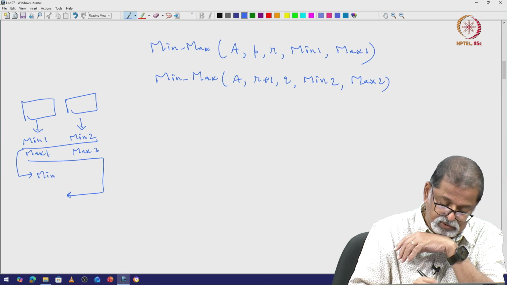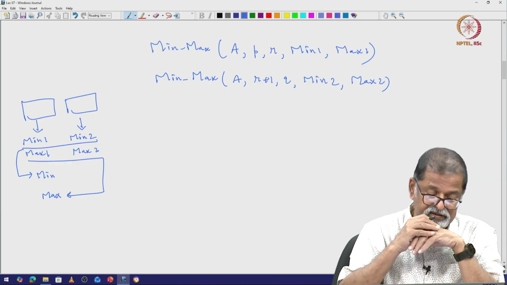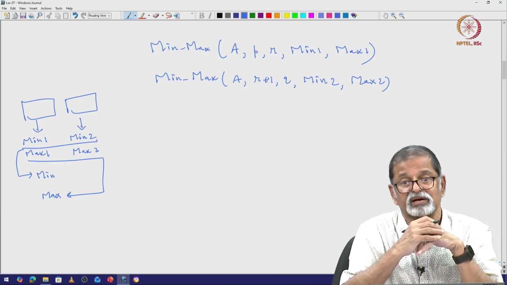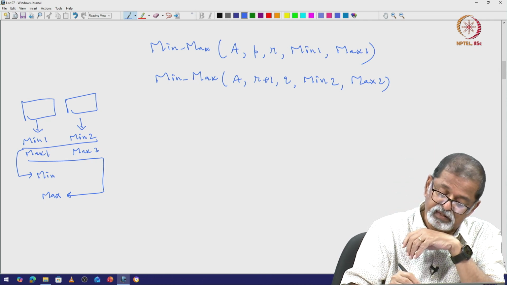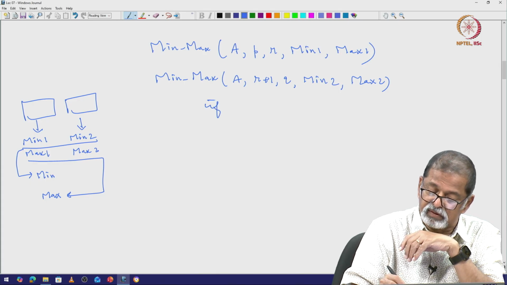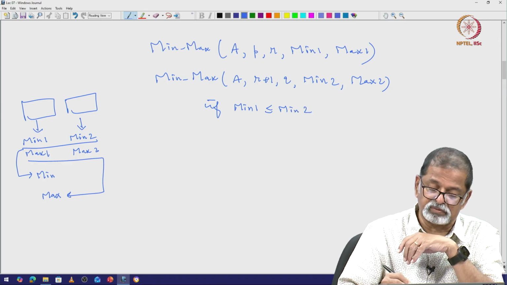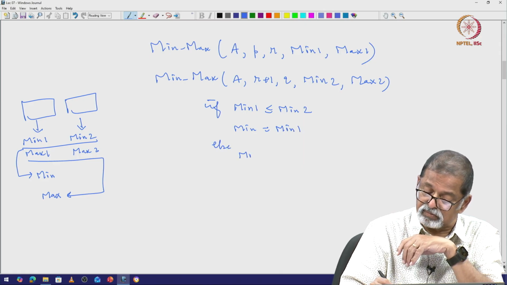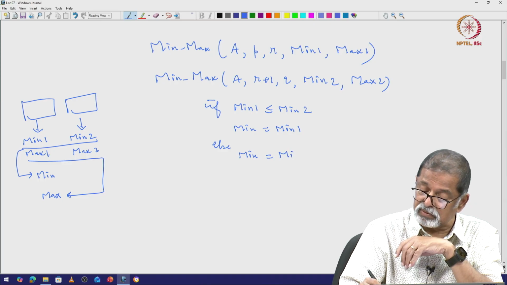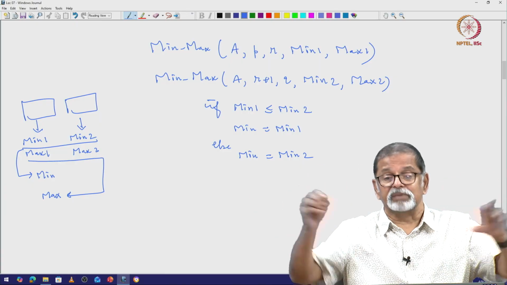These two are used to find max. This is the combining phase. You have recursively solved for the first half, you have recursively solved for the second half, then here is the combining one. If min 1 is less than or equal to min 2, then min equals min 1, else min equals min 2. So, you did one comparison and found the overall minimum.